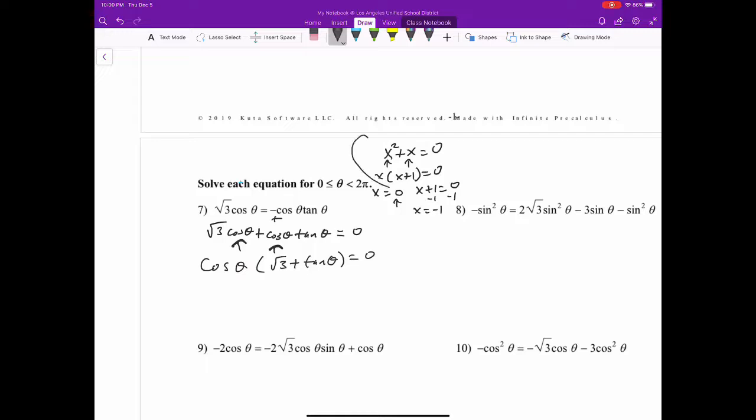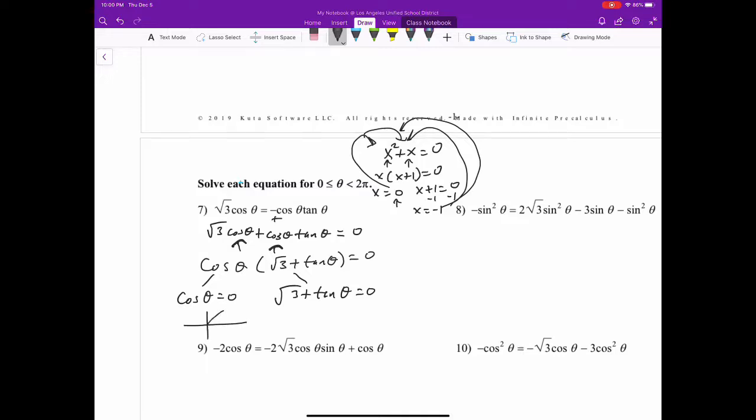And if I plug in 0, that's 0 of course, but if I still plug in negative 1 to the problem, that also gives me 0. So that's what we're going to do here. We're going to set them as separate answers. Cosine of theta is equal to 0, and square root of 3 plus tangent of theta equals 0. You might say, Mr., how do I solve that? Well, look at the left one. Cosine is 0. When is cosine 0?